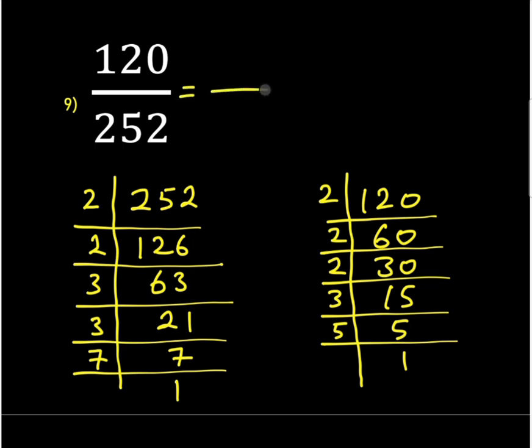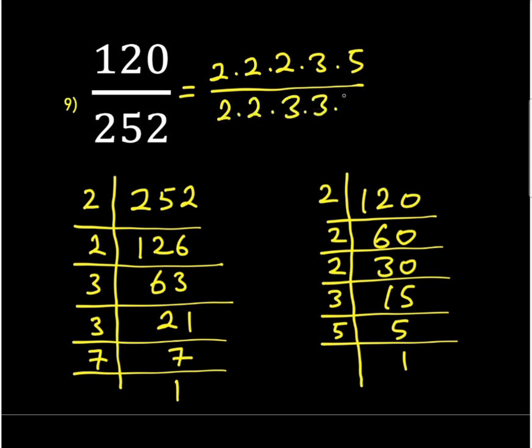Now we can write very easily, instead of 120, these prime numbers: 2 times 2 times 2 times 3 times 5. Instead of 252, write these prime numbers: 2 times 2 times 3 times 3 times 7.